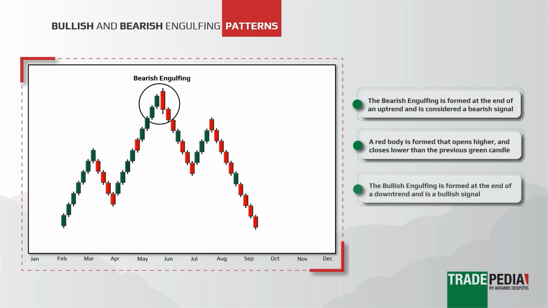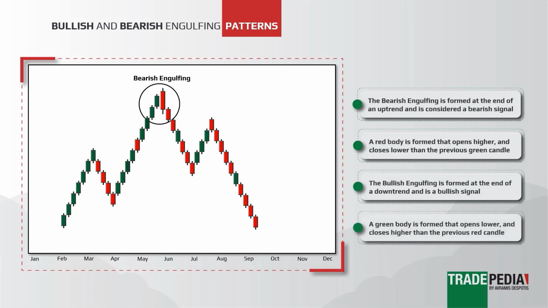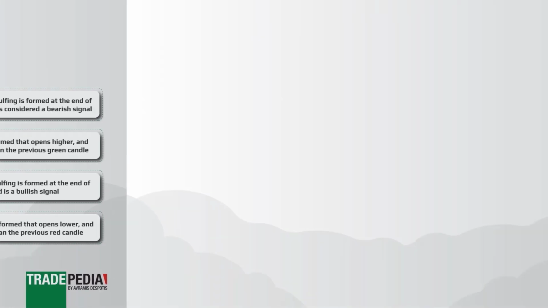The bullish engulfing is the direct opposite to the bearish pattern and is formed at the end of a downtrend and is considered a bullish signal. A green body is formed that opens lower and closes higher than the previous red candle.